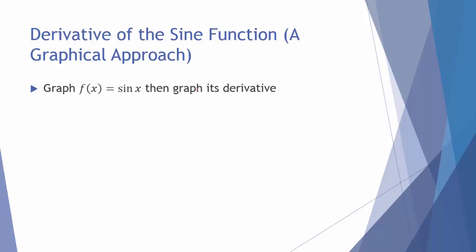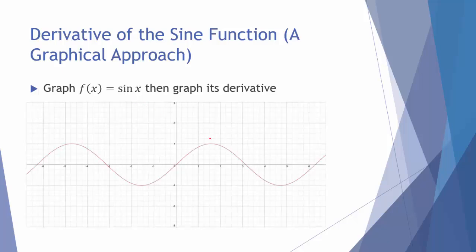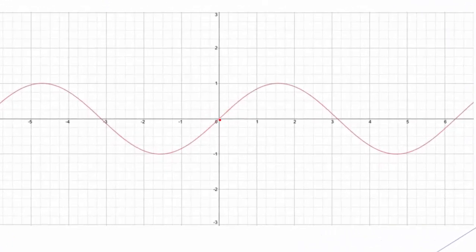So what we're going to do is graph f of x equals sine x, and then graph its derivative on the same set of axes. So the graph of sine x is here. Notice it is an odd function. It passes through the origin and it has symmetry with respect to the origin. It has a maximum at pi over 2 and a 0 at pi, a minimum at 3 pi over 2, and another 0 at 2 pi.